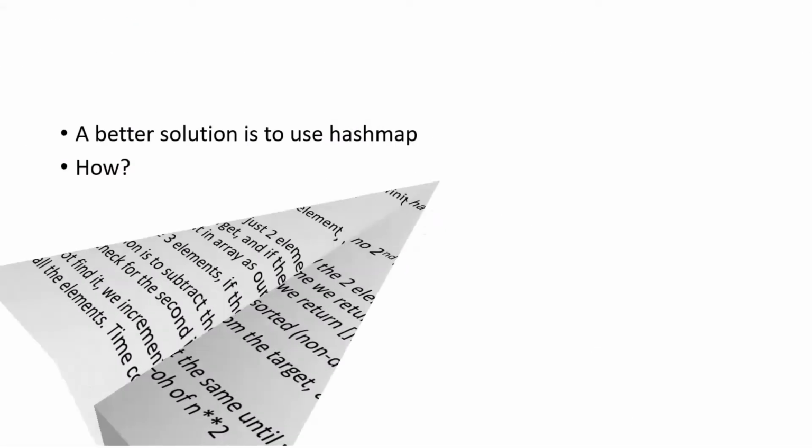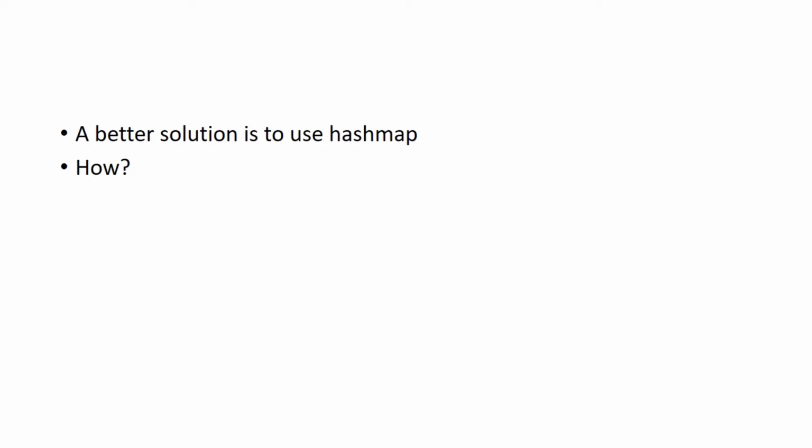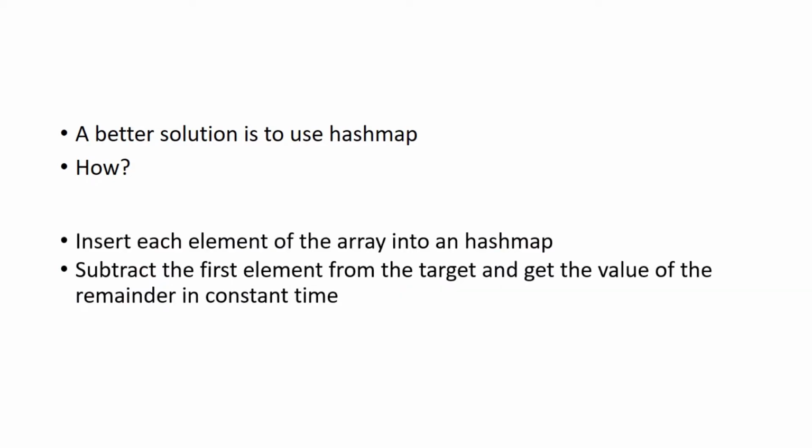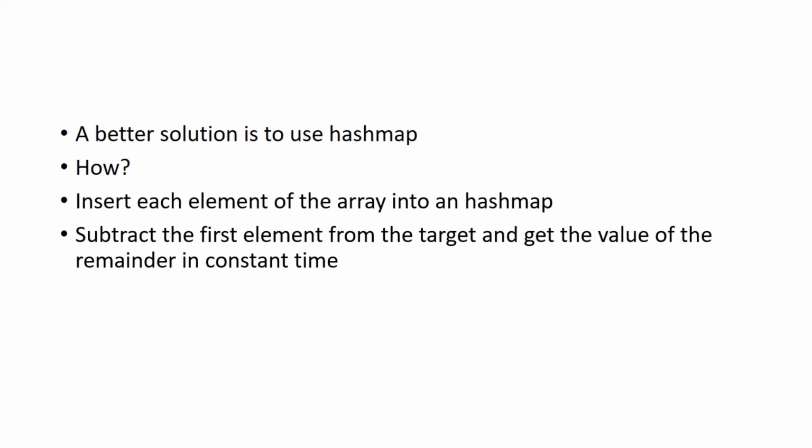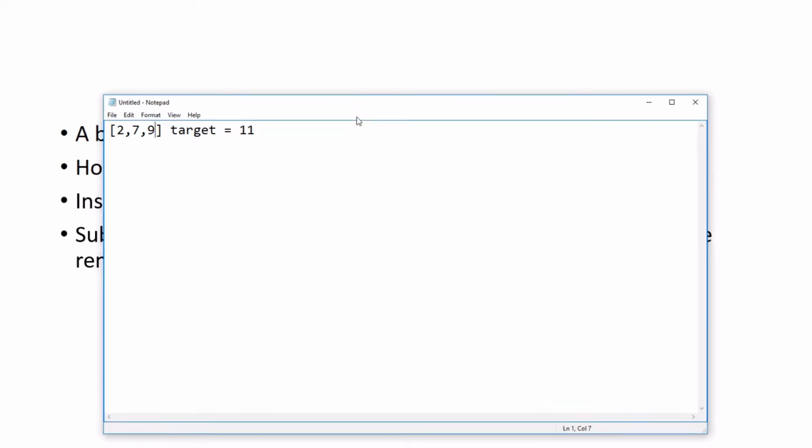Now, a better solution for time complexity is to use a hash map. And how can we do that? Insert each element of the array into a hash map, subtract the first element from the target, and get the value of the remainder in constant time, like I showed in this slide.